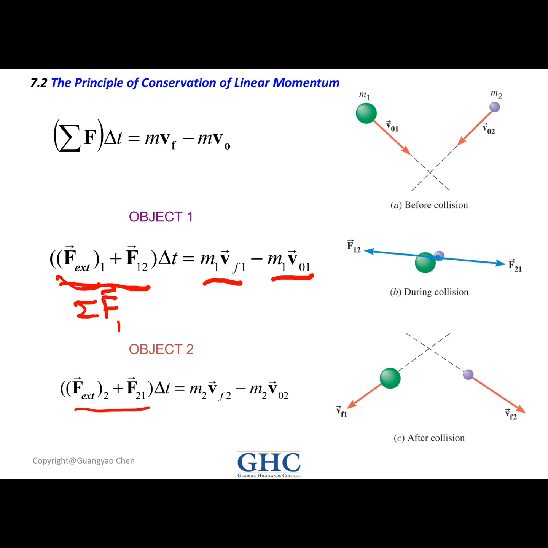And this is the force from ball 1 on ball 2, plus the external force on ball 2. So there's a total net force on ball 2 times delta t, which is the impulse on ball 2, and it gives the change of the momentum of ball 2.